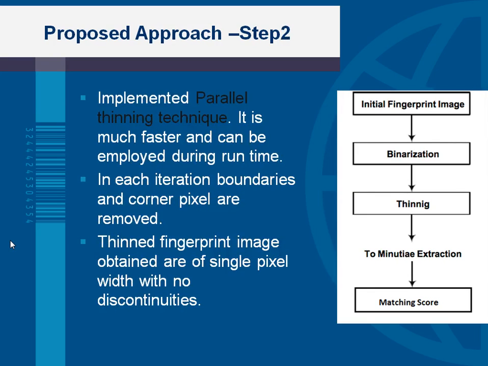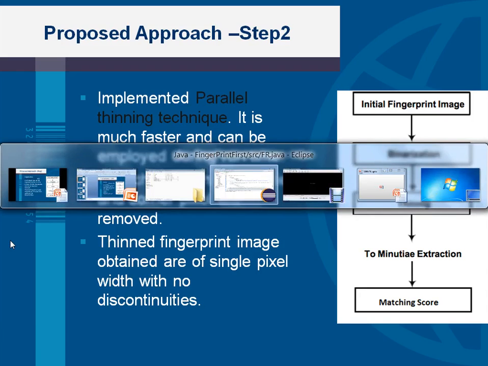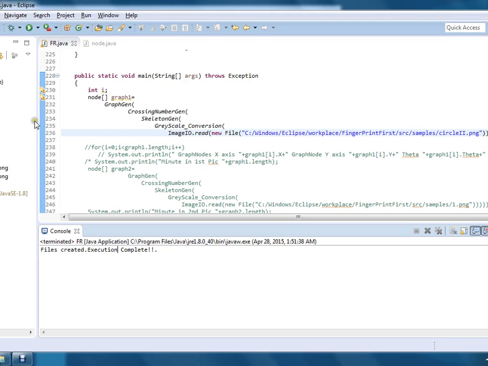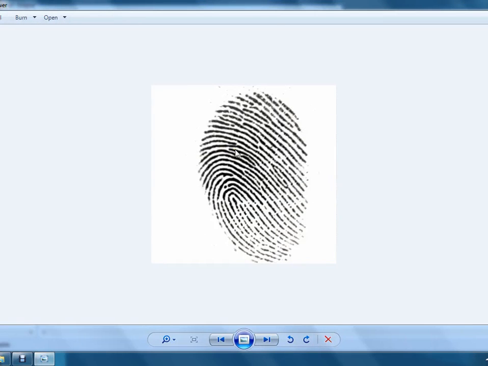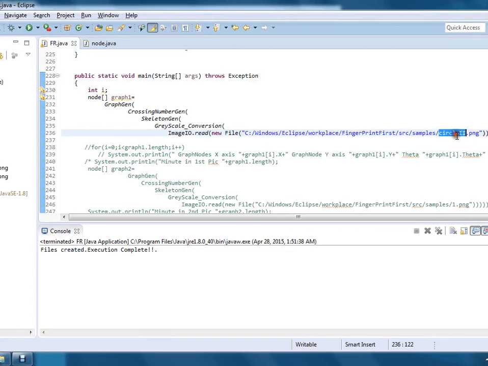The next process is the thinning process. In this process, pixels from the matrix generated above are removed. They are removed from the corners and boundaries, until a single pixel width image, or a skeleton, is generated. Again, we can see this in our program. This time I'll use an actual fingerprint. This is the fingerprint and we will see the converted image on execution.